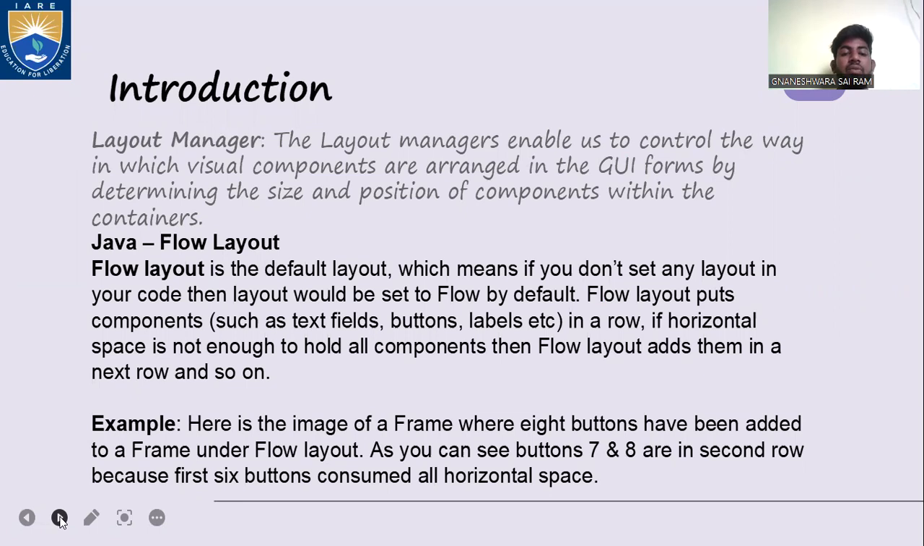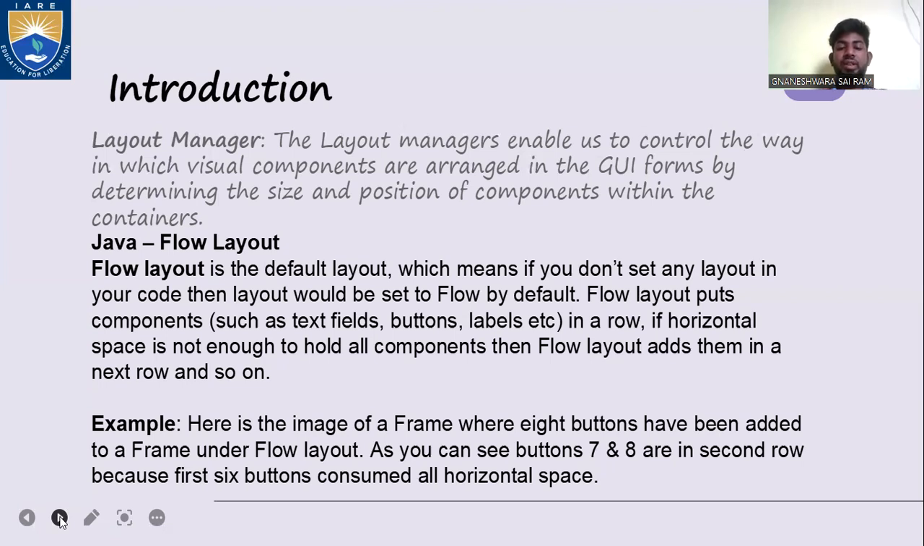Java Flow Layout. Flow layout is the default layout, which means if you don't set any layout in your code, then the layout would be set to flow by default. Flow layout puts components such as text fields, buttons, labels, etc. in a row. If horizontal space is enough to hold all components, then the flow layout adds them in a row and so on.